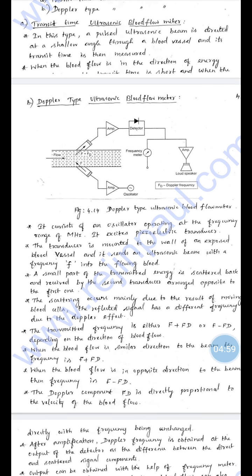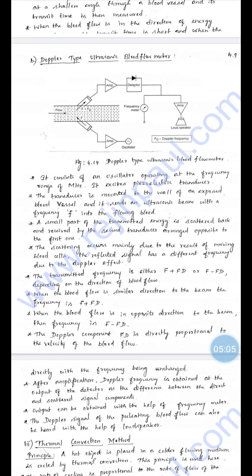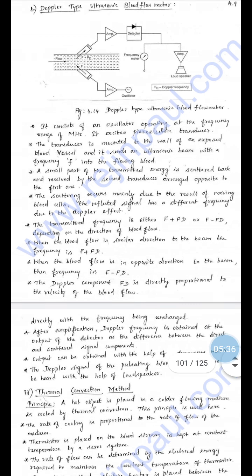Another one is the Doppler type ultrasonic blood flow meter. The figure shows the Doppler type blood flow meter arrangement. It consists of an oscillator operating at a frequency in the megahertz range. It excites a piezoelectric transducer. The transducer is mounted to the wall of an exposed blood vessel and it sends an ultrasonic beam with a frequency f into the flowing blood. A small part of the transmitted energy is scattered back and received by the second transducer arranged opposite to the first one. The scattering occurs mainly as a result of moving blood cells.